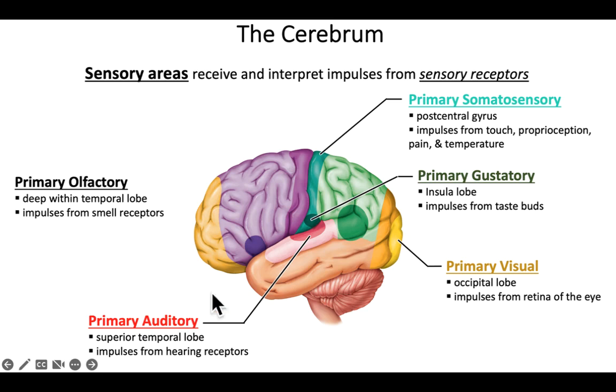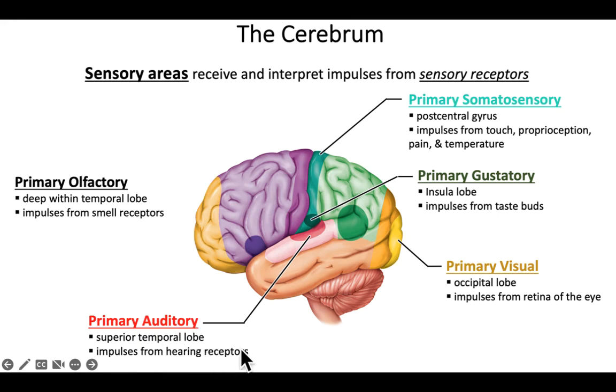The next one we're going to look at is auditory. That's also found in the temporal lobe. That's this one in a kind of maroon color. It's the superior portion of the temporal lobe. That receives impulses from your hearing receptors.